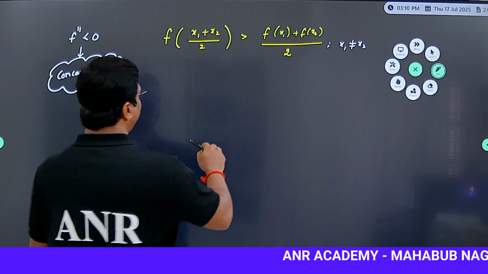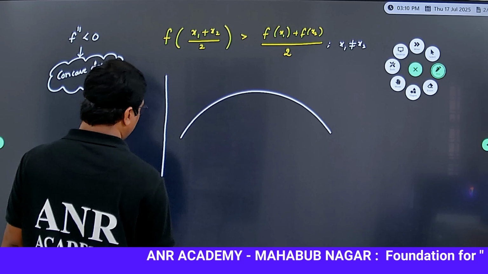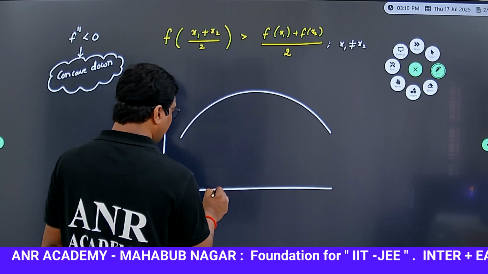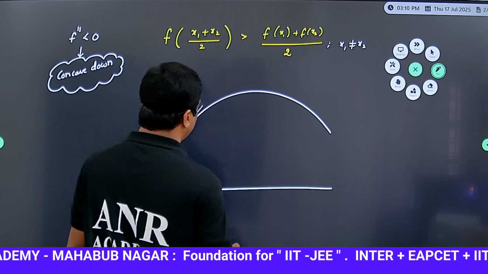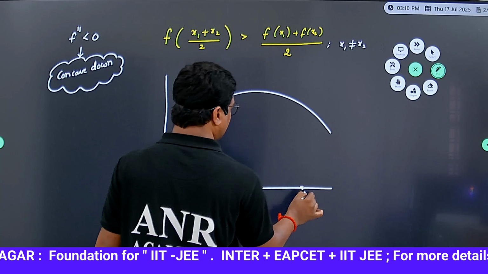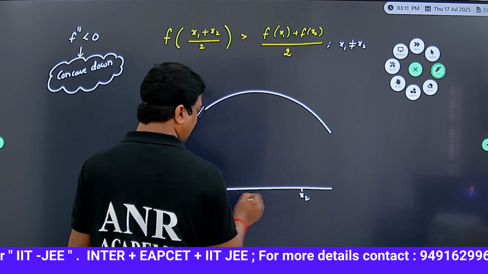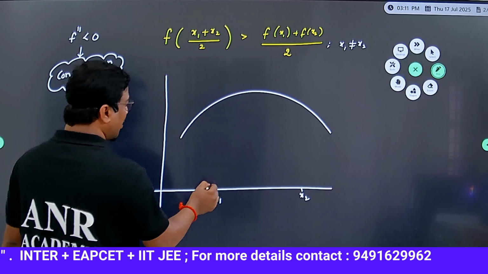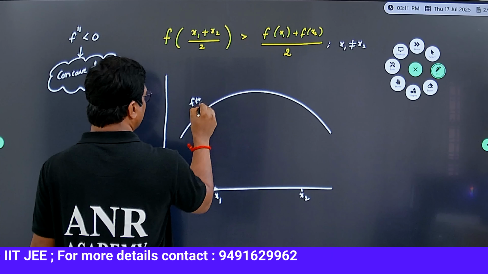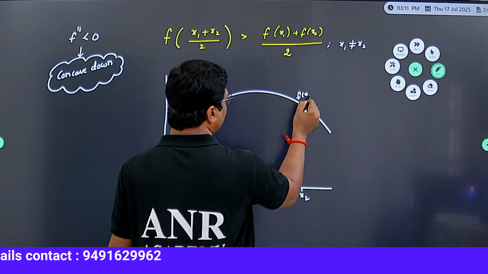Let us observe a function I am going to select which is concave down on the Cartesian coordinate system. Assume that here it is x1 and somewhere it is x2. Here x1 and it is x2. Corresponding output, here you will get f of x1. Its output, here it is f of x2.